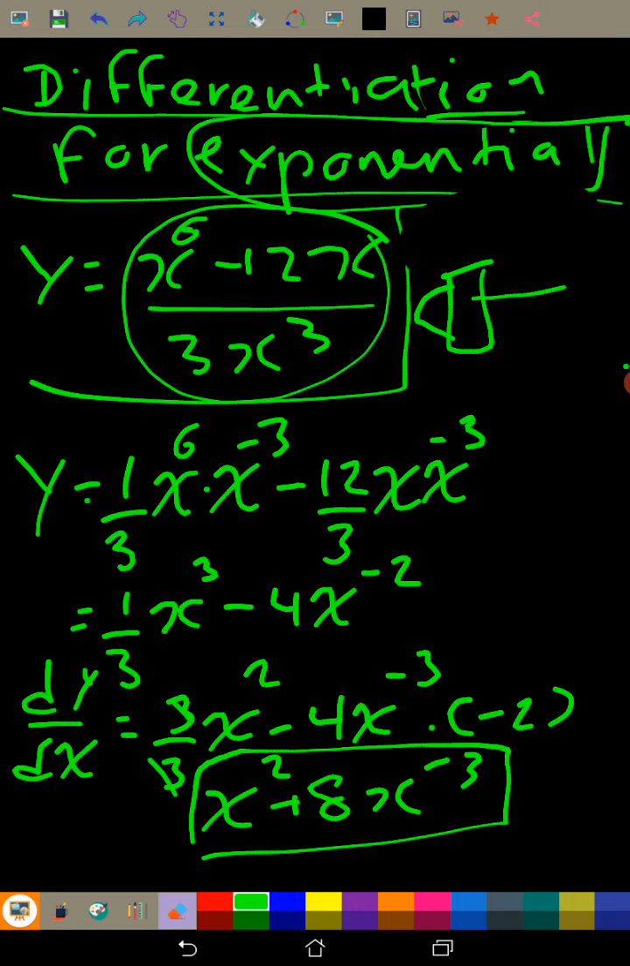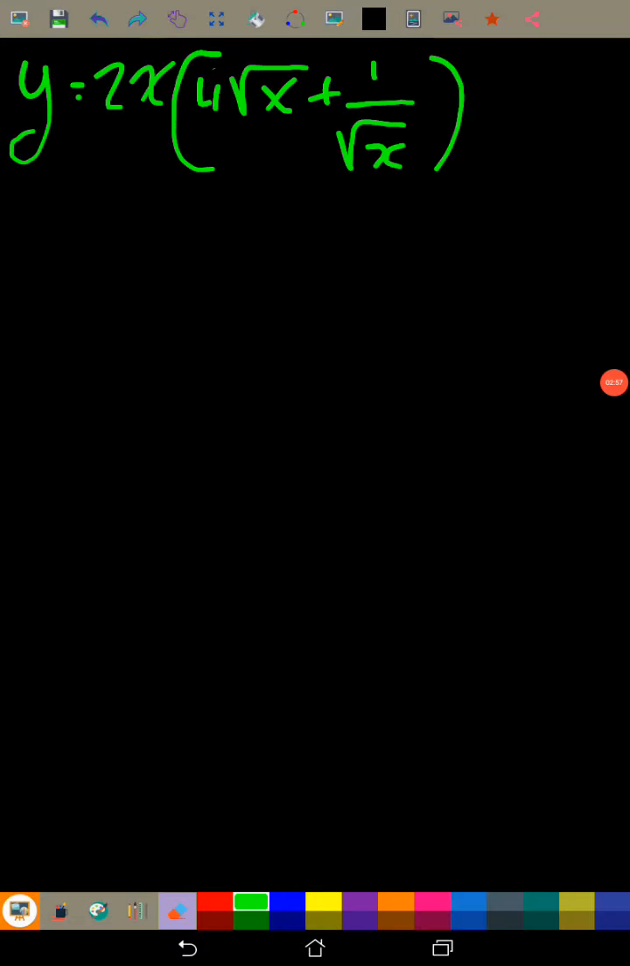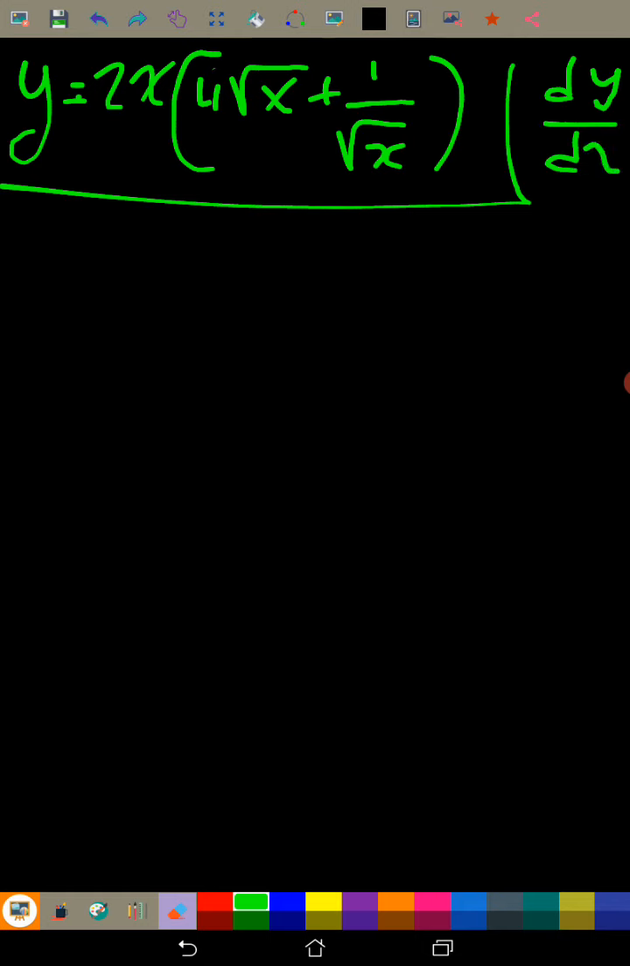Just one second. Yes, this is the right answer, and we're going to do some other exercises now, still to prepare for the differentiation of exponentials. So just one moment. Alright, so we have this new equation, and we have to find the dy by dx.